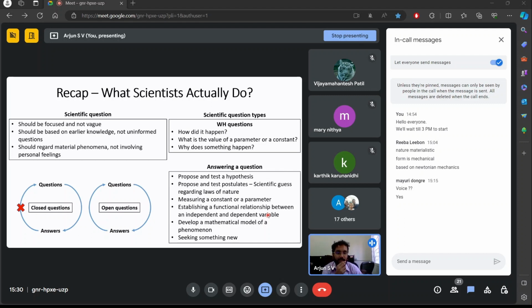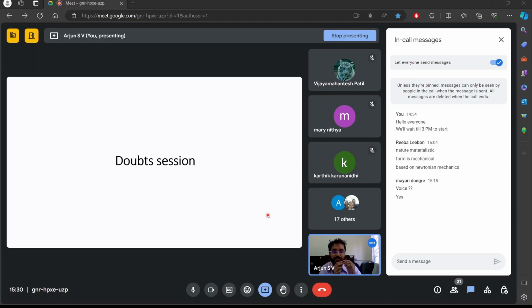It can be biological or outside biological, physical or chemical, but using all the functional relationships you obtain from studying all the processes, you obtain a mathematical model, and then you try to use that model to seek something new. Either seek a new answer to some question, or use the same model to further explore the same system. So that's all for the recap session of week 4.